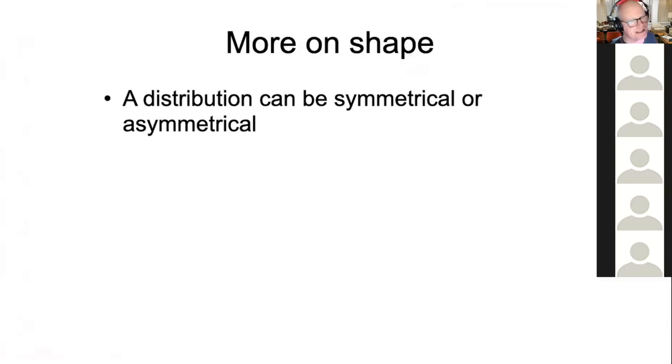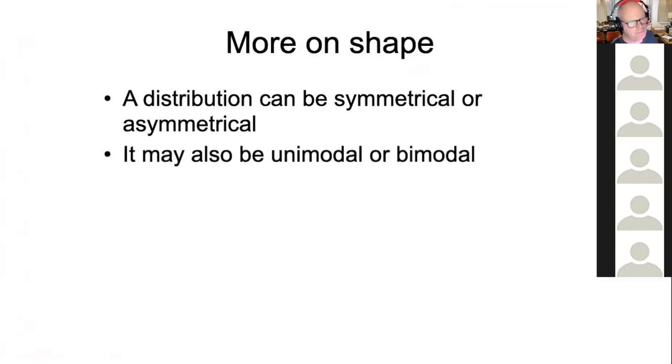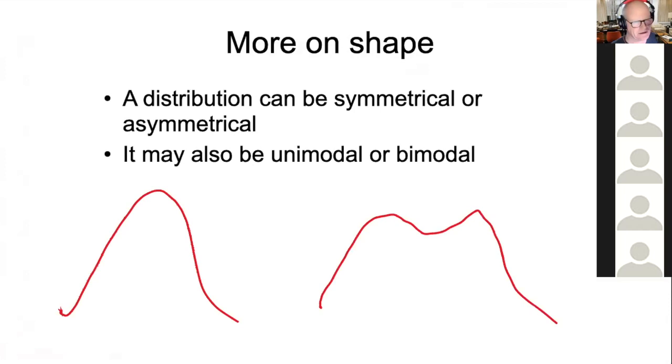So a little bit more on shape. A distribution, of course, can be symmetrical or asymmetrical. It can also be unimodal or bimodal, right? So you think about a unimodal distribution. Let's draw a quick picture. A unimodal distribution will look something like that. Every time I draw a distribution, they always end up being sort of slanted. That's meant to be symmetrical. A bimodal distribution would look something like that. Again, it should be symmetrical.